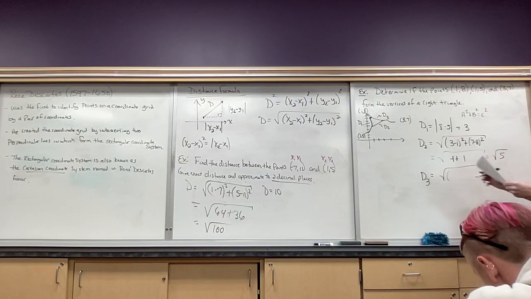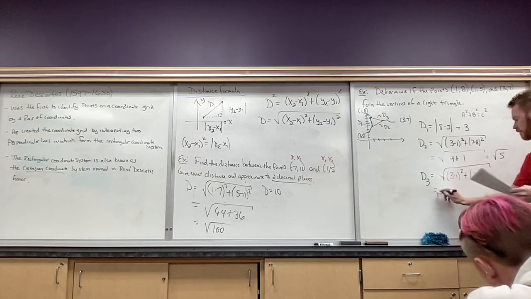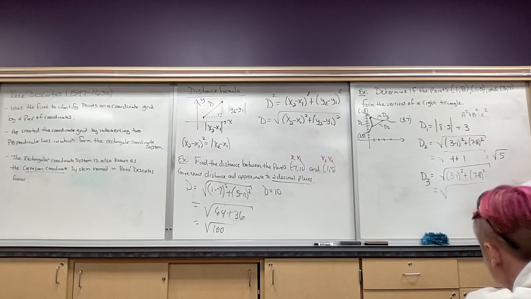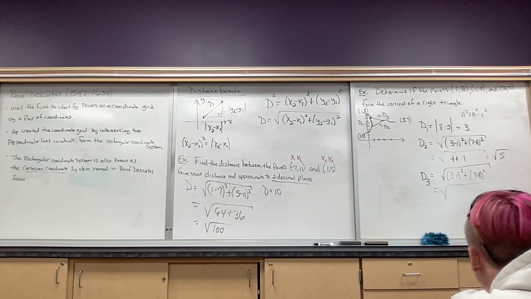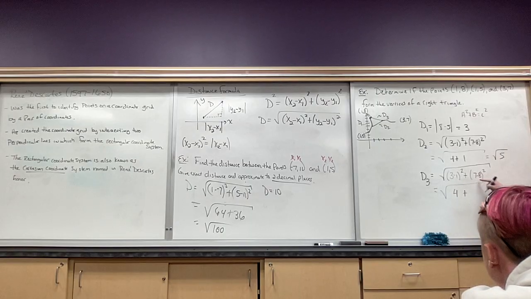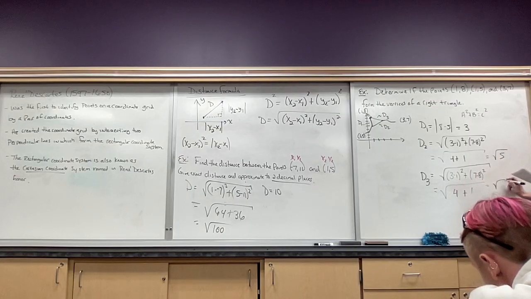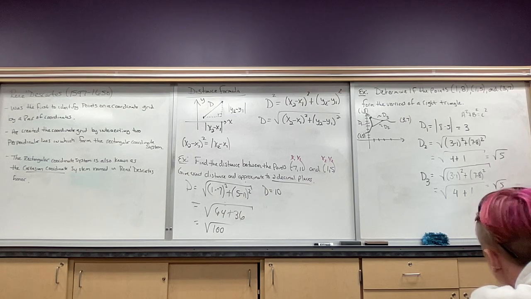Okay, so in this case we can do 3 minus 1 for the x's, and then 7 minus 8 for the y's. And again, order doesn't matter. You could have flipped these. The exponent takes care of the negative, so it's all going to work out. So this would be a 4. That's going to be a 1 again. And hey, we get square root of 5, huh? Got that twice.